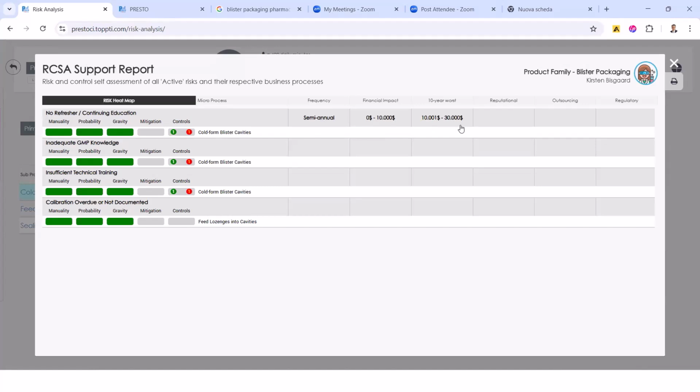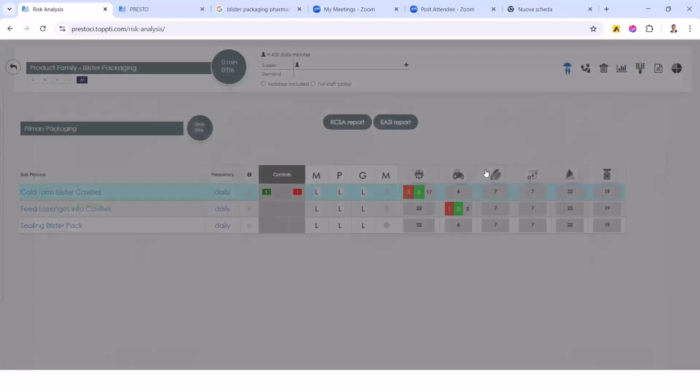10-year worst. Is there a reputational risk on this? I would say yes, it's high. Outsourcing risk, no. Regulatory risk, yes, it's medium. And then you do the same thing for all your processes based on what you know, based on historical data. So again, great opportunity for a process owner to pair off with the quality and the risk people so they can start really aligning themselves and speaking the same language and completing this exercise together.